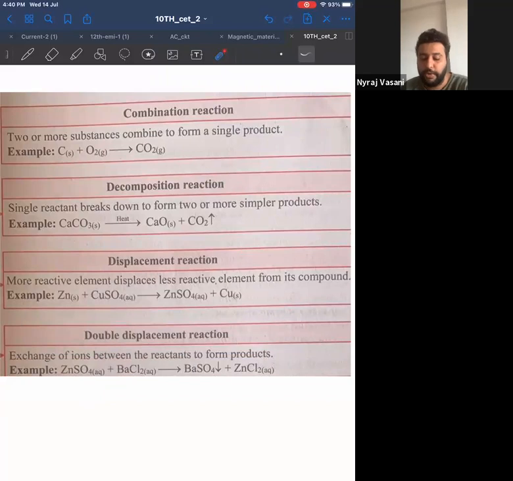So please make a note of all four, and in future, if any example comes, you should be in a position to identify whether it is a combination reaction, decomposition reaction, displacement reaction, or a double displacement reaction. Okay, make a note, all of you. And if you're finished writing all four with the examples, just put one dot.